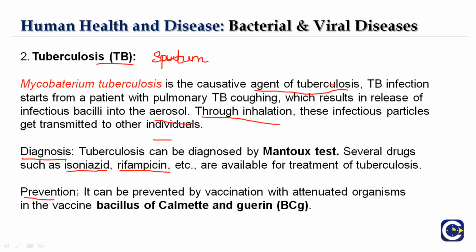Now coming to the prevention part, it can be prevented by vaccination with attenuated organisms in the vaccine. So you have BCG, right? Bacillus of Calmette and Guerin. So this is the full form of BCG. So now you can ask me, what is the meaning of attenuated? So attenuated means the organism is made inactive. That is, it is live, okay, but the organism, when it is incorporated as a vaccine into the person, it will only cause the antibody production in the body but does not cause any disease. It will not end up in disease. Only the antibodies are produced in the body and they are stored in the human.